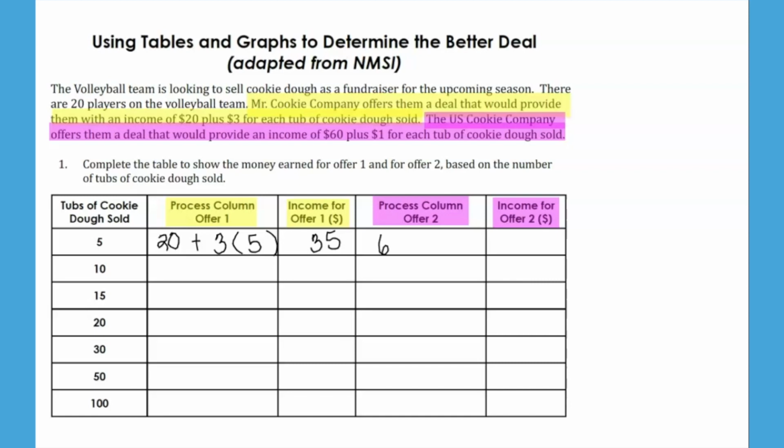Here, I do have them go ahead and put the 1 and then the 5 in parentheses, just so they're seeing that it's $1 for the number of tubs that were sold. And so this would be 65. After I've modeled the first row, I have the students complete the table and then compare that with their shoulder partner.